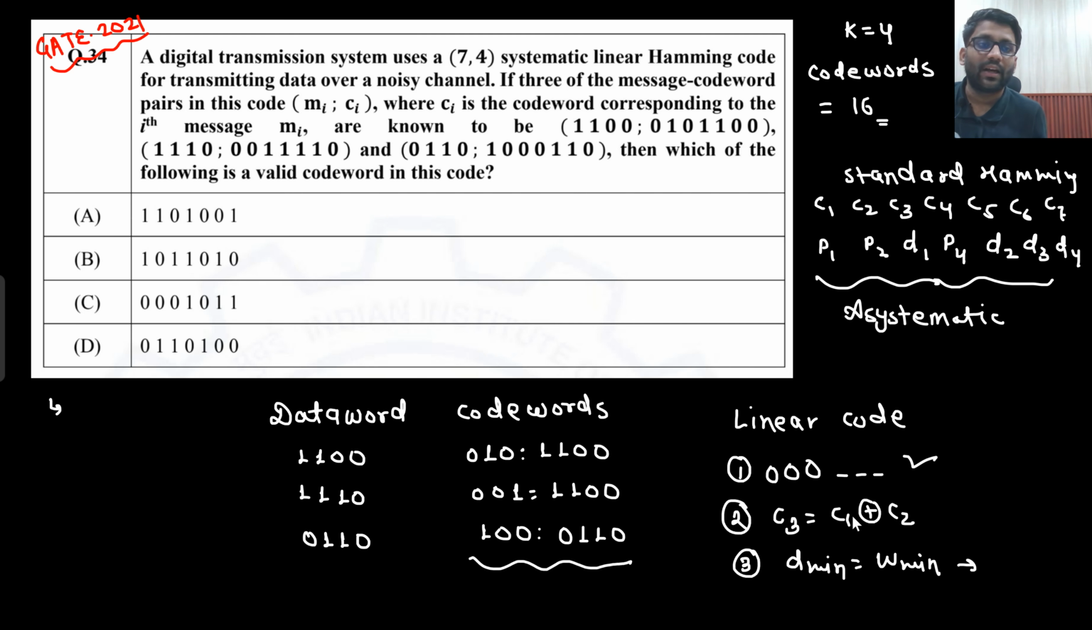The answer is no. Then how many code words will you be able to find using these code words? Just focus on the last bit. In all the code words, the last bit is 0. Let's call this one C1, this one C2, and this one C3. If I do C1 XOR C2, what will I get? 0, 1, 1, 0, 0. Something is wrong. 0, 0, 1, 1, 1, 1, 0.